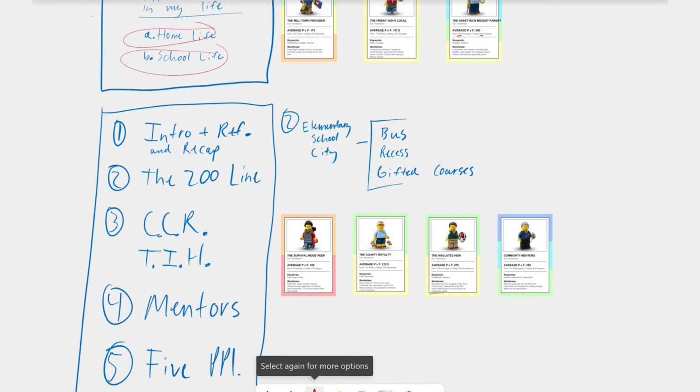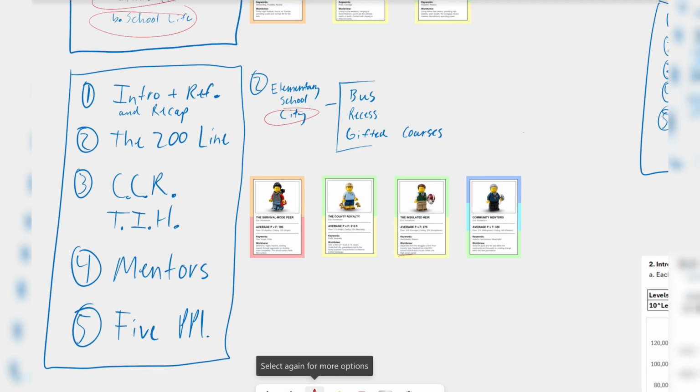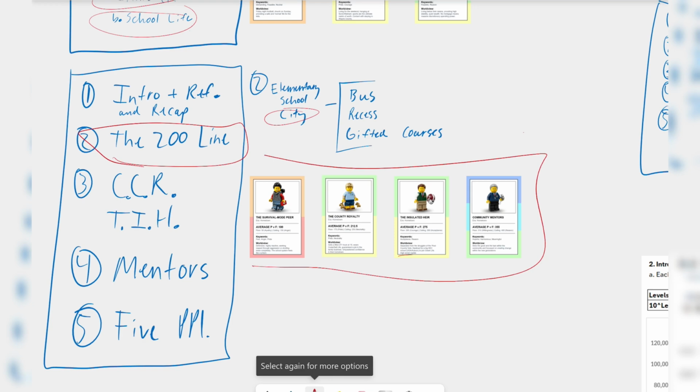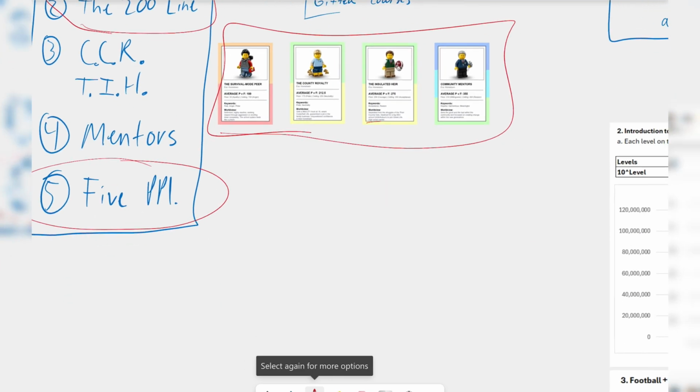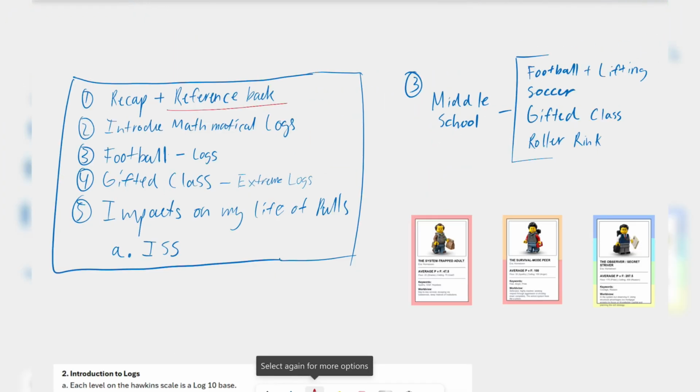Then we went into my later elementary school years, where I went from a school in the country to a school in the city. And then we talked about the 200 line, these archetypes here, and how you are the sum of the 5 people you hang out with. If you haven't watched those previous videos, you really should, because this one gets a little bit complex and we're going to build upon the concepts and principles that we learned about in the previous videos.